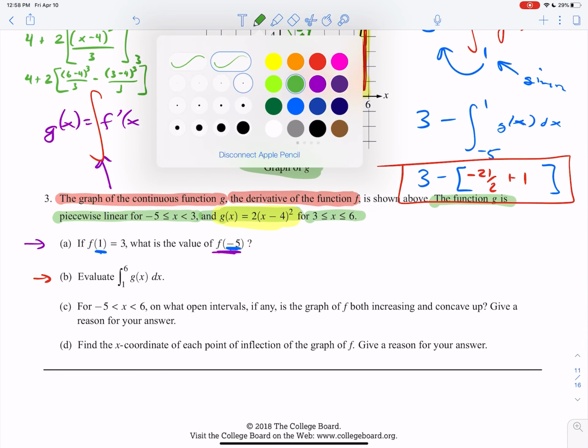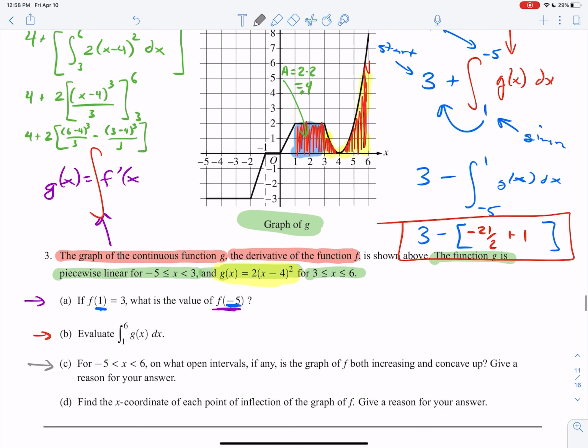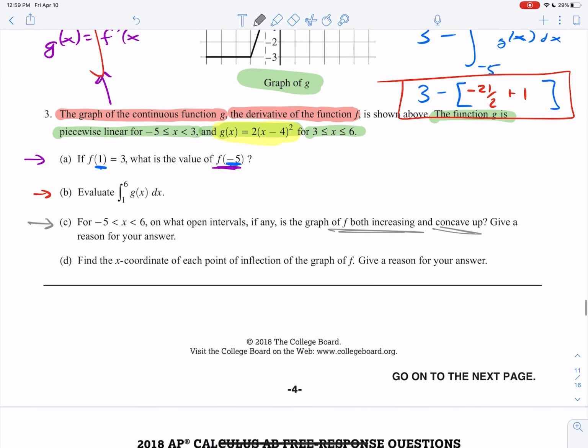Part C here. From -5 to 6, so the whole graph, on what open intervals is the graph of f both increasing and concave up? So they're talking about f, okay? So I'll write this down below here. We want f to increase and we want f to be concave up.